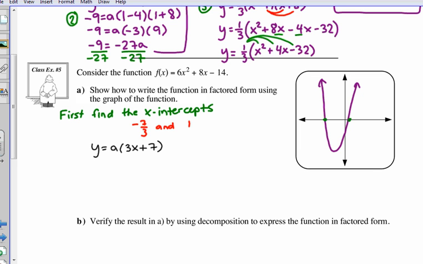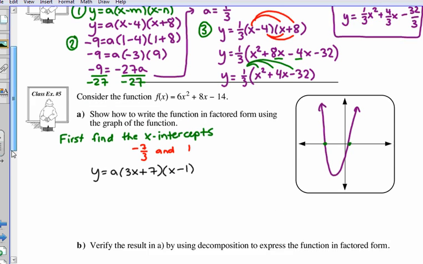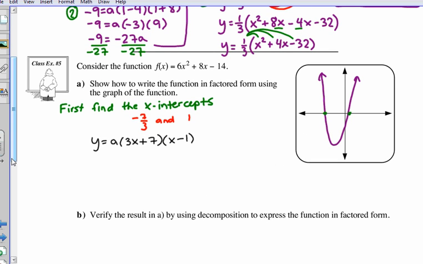So that would give you the zero of -7/3, and then times x minus 1. So now we have that, we still need our a value. To get your a value, well, what were the steps above? It said, write the equation in factored form, which we did, and then sub in a point. So we need a point. Well, we could figure out a point quite easily. The easiest point to always use is our y-intercept.